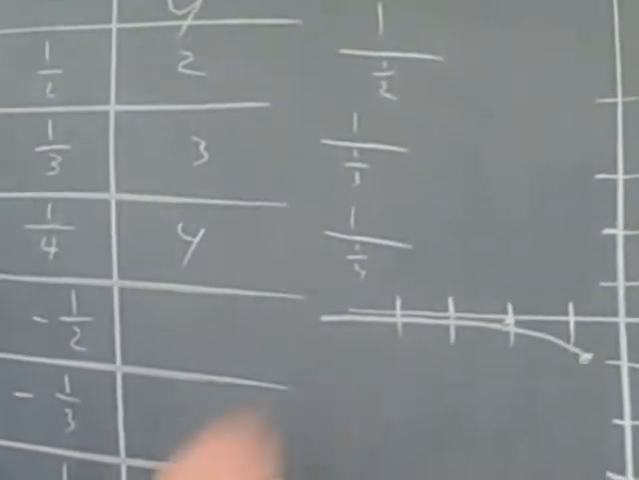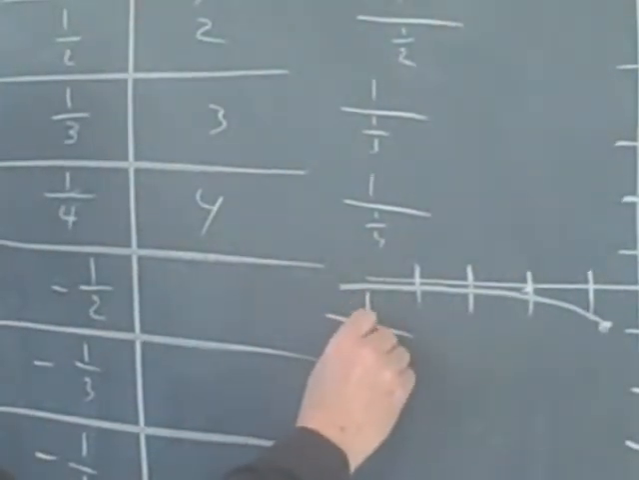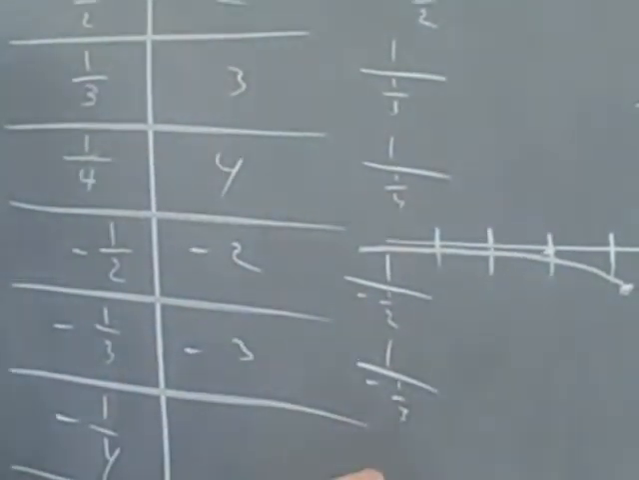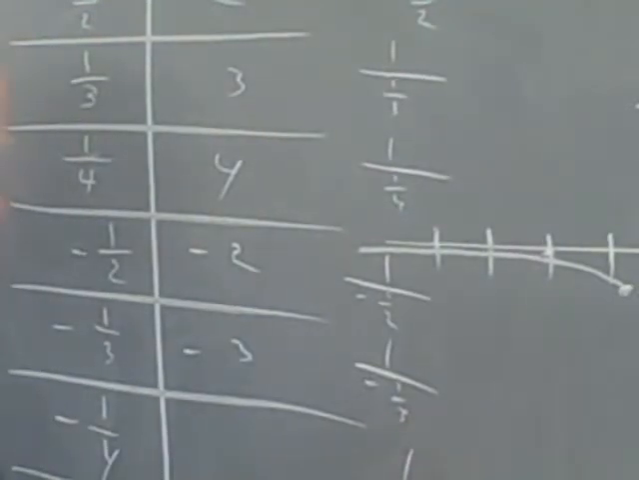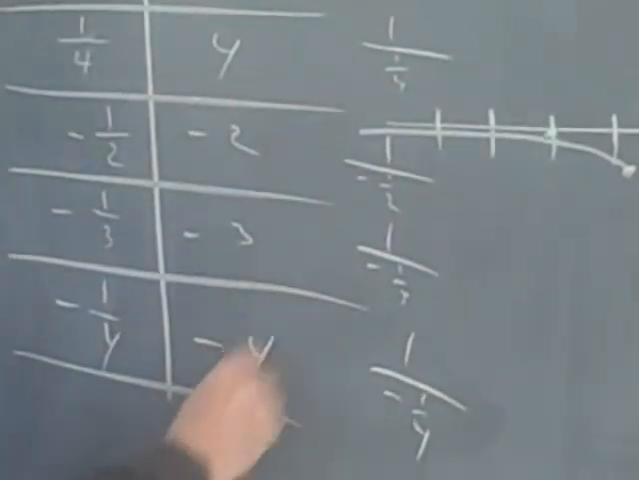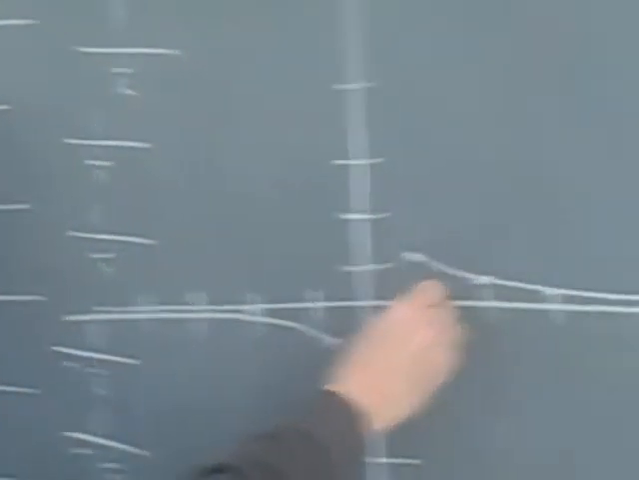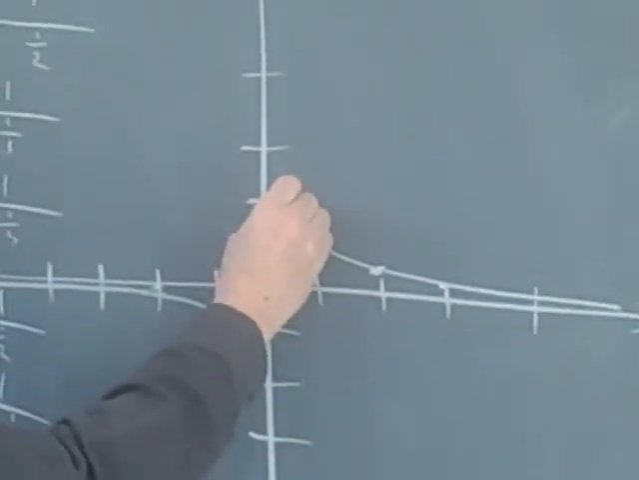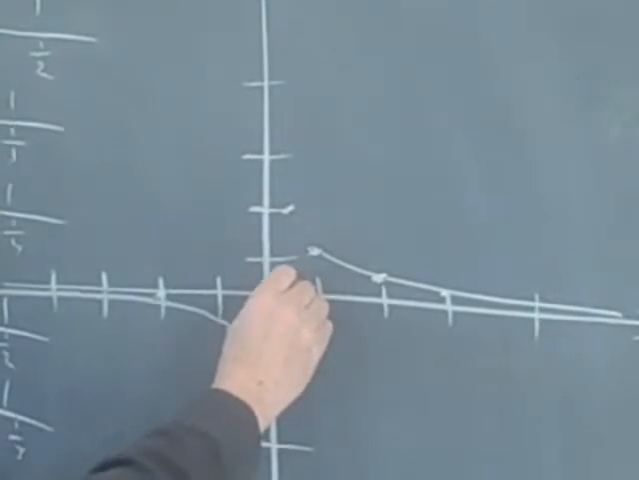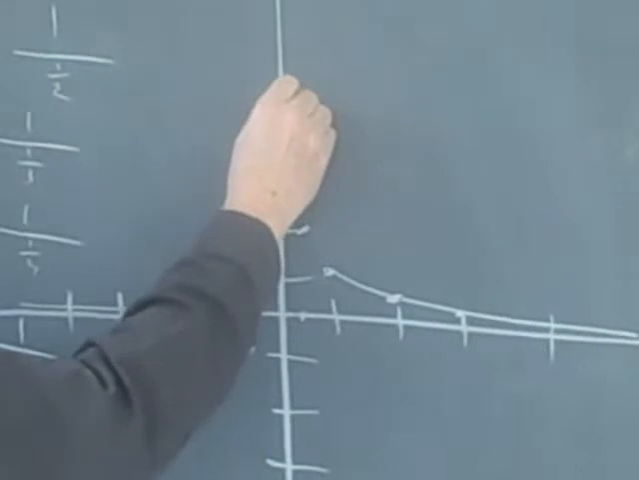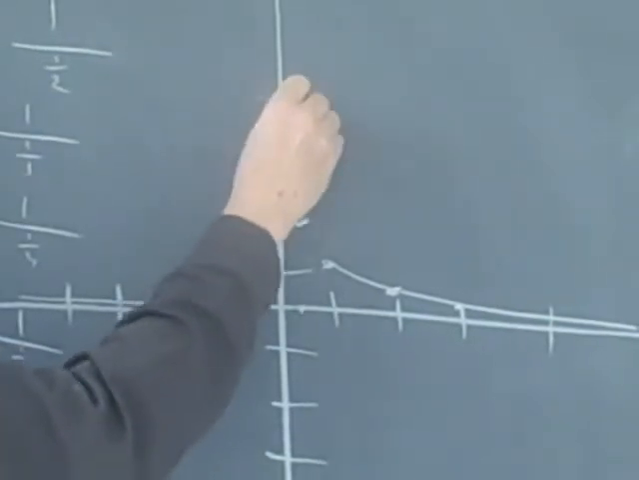The same thing happens when I put in -1/2, I get -2. If I put in -1/3, I get -3. And if I put 1 over -1/4, I get -4. So I get these values. Now let's take a look and see what this means here. If I put in 1/2, I'm going to get 2. If I put in 1/3, that's about 1/3 right there, I get 3. When I put in 1/4, x equals 1/4, I get 4.